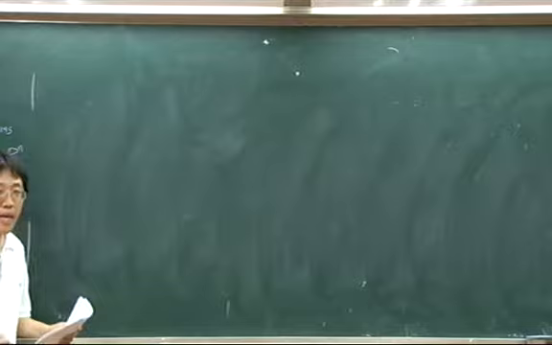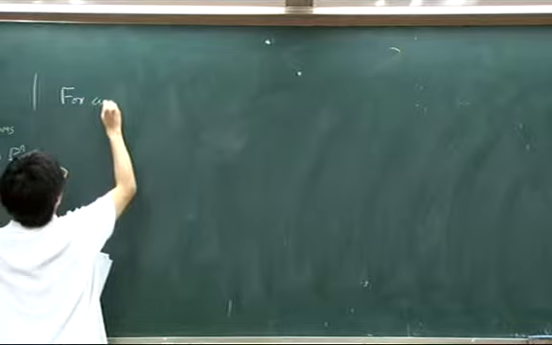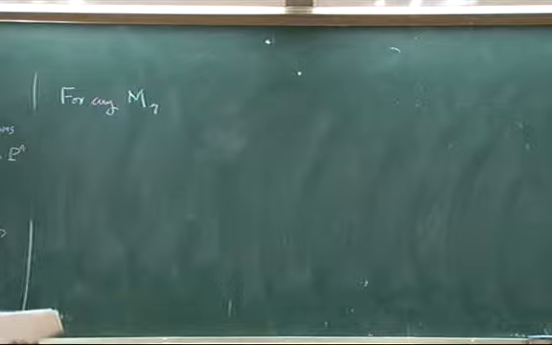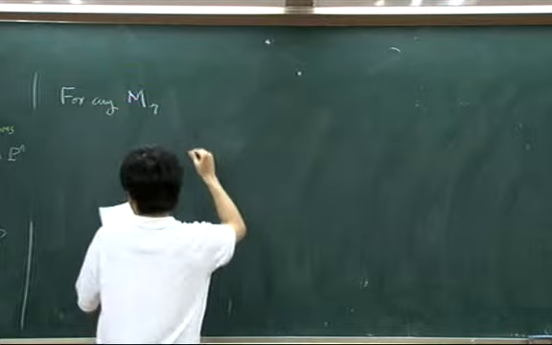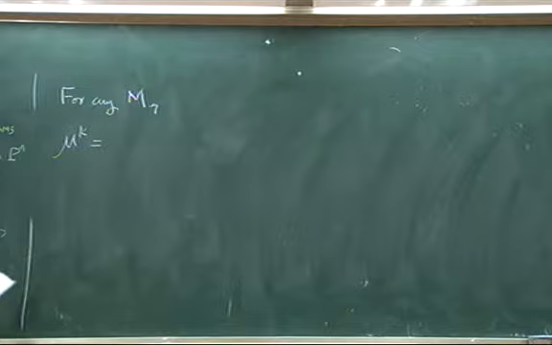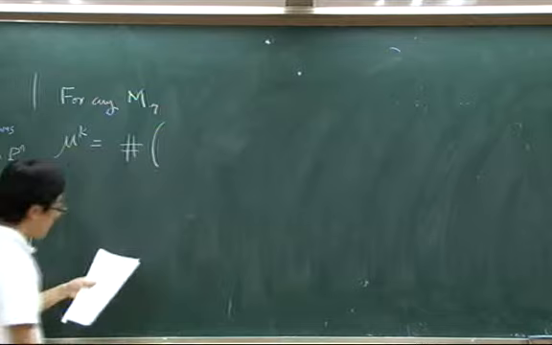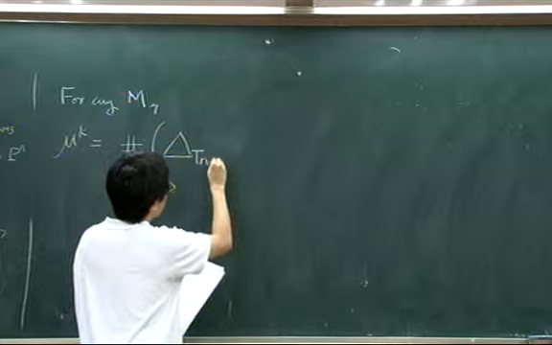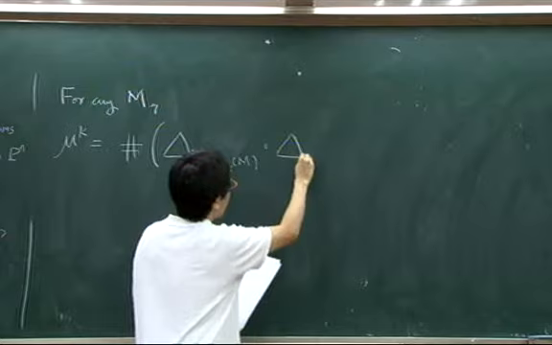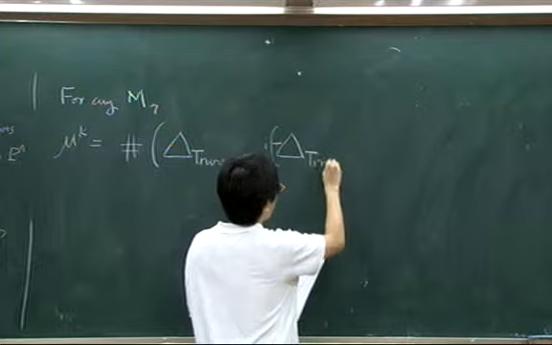Okay, here's the main assertion. For any M, whether M is representable or not, the sequence of interest, mu_k, is defined by the number of points in the intersection of the Bergman fan of the truncation of M to rank k, with minus the Bergman fan of the truncation of U_n to rank n minus k.